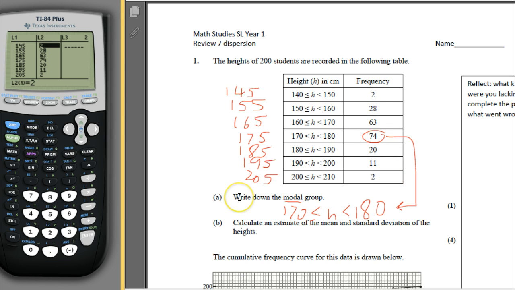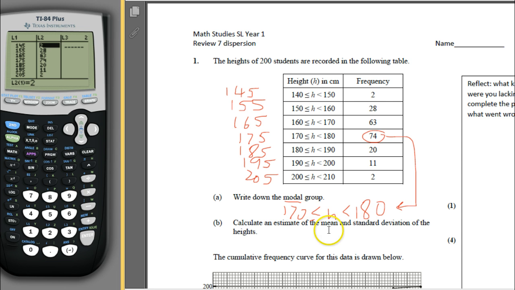The first question is from the last unit. They ask for the modal group. So the modal group is basically the mode, but since it's an interval, they call it the modal group. So we just look for the highest frequency, and that's going to be corresponding to the modal group. So 74 is the highest frequency, so the modal group that corresponds to that is 170 to 180. So we just write the name of the modal group here. 170 is less than or equal to h is less than 180.